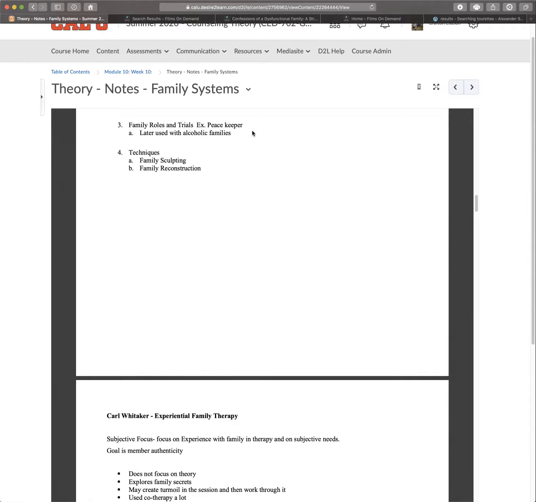For instance, Alcoholics Anonymous, they talk about these as well. So one child might be a peacekeeper, one might be a rebel, one might be the perfect child. Every person in the family has some kind of role.